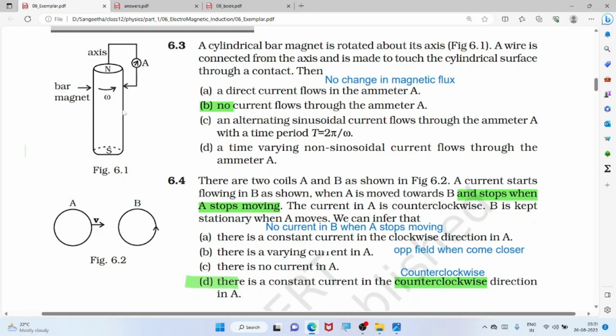It is rotating about the vertical axis, so the flux won't change. No current flows through the ammeter because there is no change in the magnetic flux. This is the direction of the rotation. The flux will change only if you move in this direction.